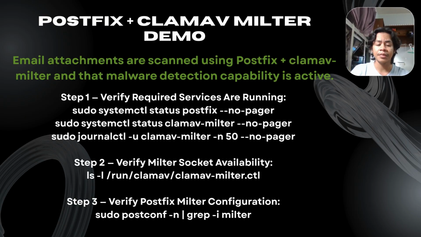For the third step is to verify the Postfix filter configuration. This one is to confirm Postfix is configured to use the ClamAV filter. So we use the command sudo postconf -n | grep -i filter. For the expected configuration, it will list all the filters, and it confirms both SMTP and local email submission are routed through the filter.